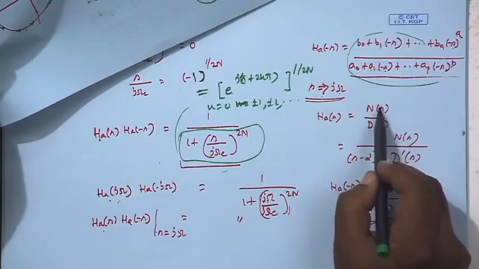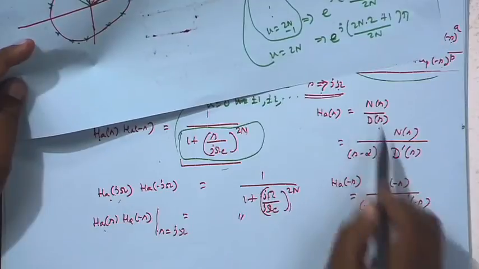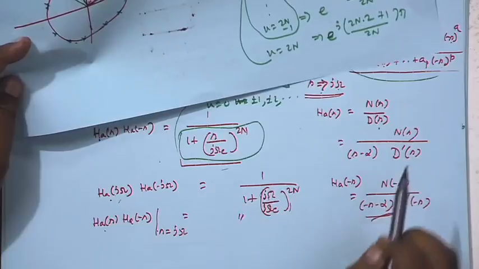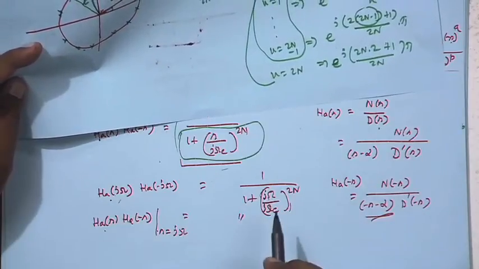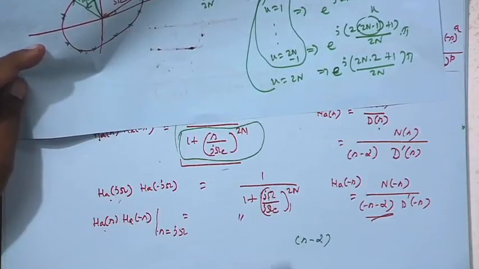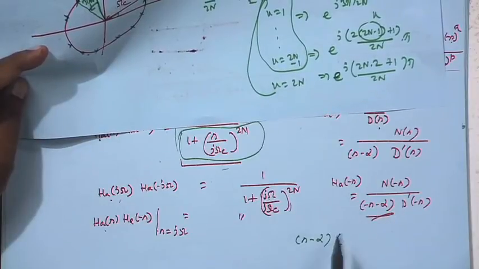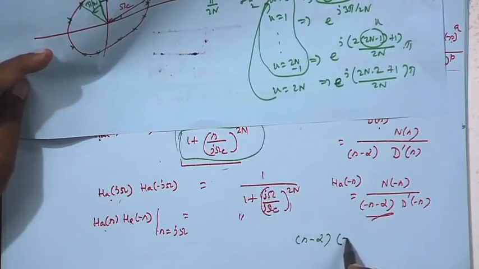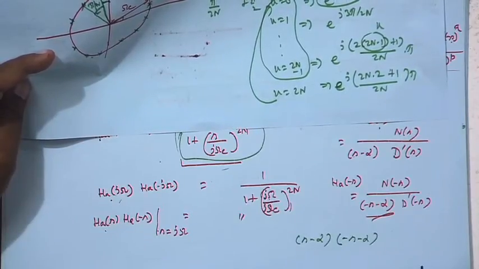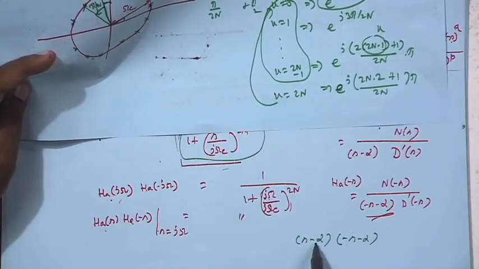That is, H_A(S) you can write as N(S) by D(S), where N(S) is this, D(S) is this, and then H_A(-S) is N(-S) divided by D(-S). Now, we have seen that if H_A(S) has a pole at alpha, there will be in the denominator a factor like this, S minus alpha. Then H_A(-S) also will have a pole at minus alpha. So, there will be a term like -S minus alpha; the minus can be taken out, right.